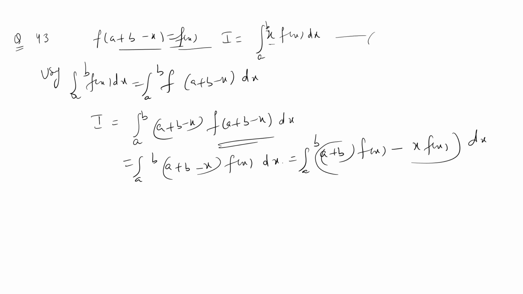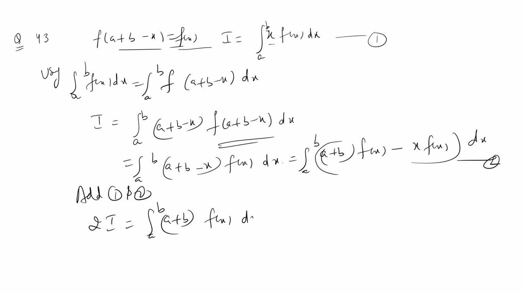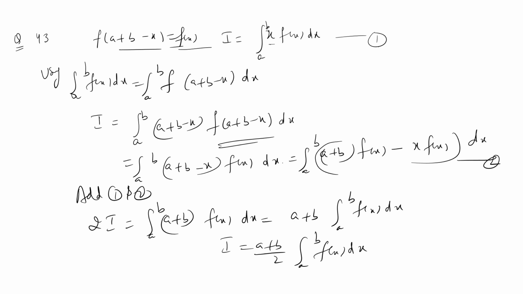So this is my 1, this is my 2, add 1 and 2, so 2I is, this x f(x) with this minus x f(x) will get cancelled. I'm just having this constant, integral a to b f(x) dx. So now the value of I is (a plus b) by 2 times integral a to b f(x) dx. Since the function is not known, we have to leave the answer here.